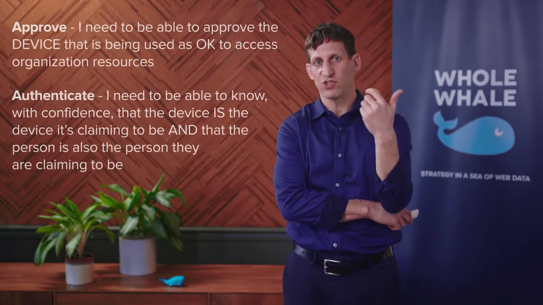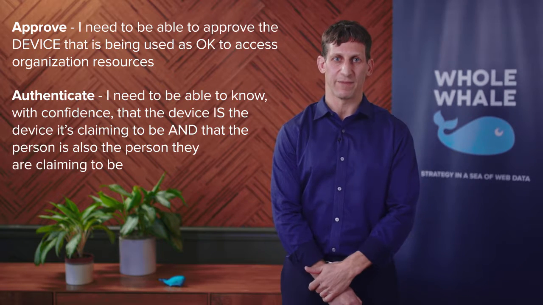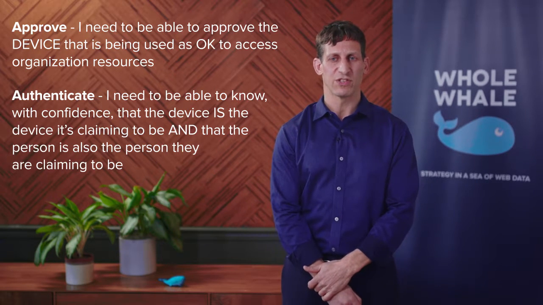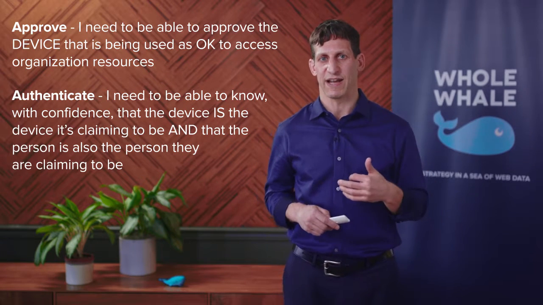Basically, if you can do these two things, then you can operate in a zero trust environment or without worrying about the network. The two things I need to do are one, approve, and two, authenticate. Let's look at what these mean specifically. The first thing I want to be able to do is approve the device that the person is trying to connect to my network with.